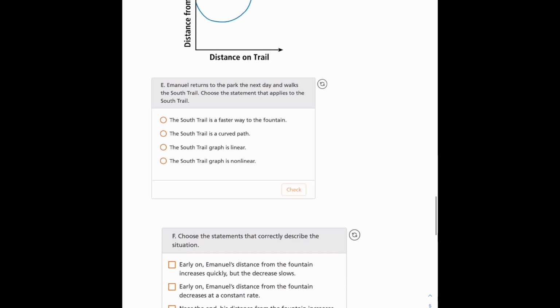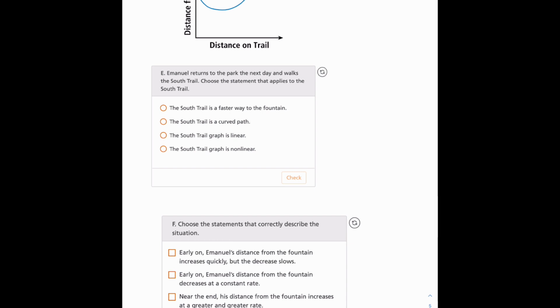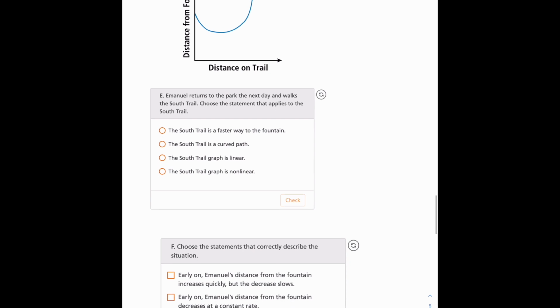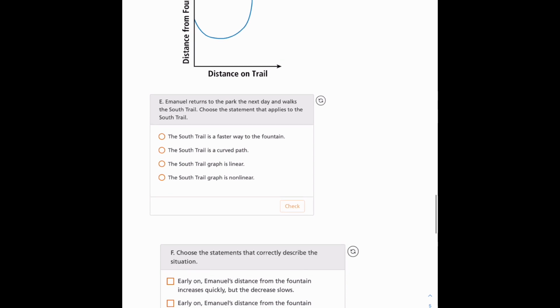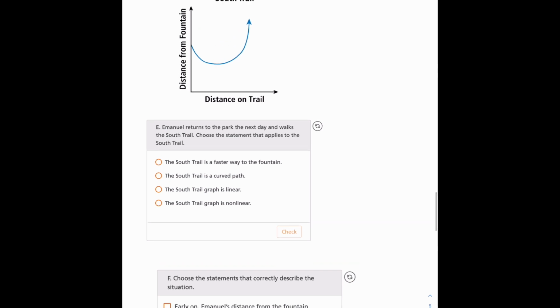So let's take a look at the questions. Emmanuel returns to the park the next day and walks the South Trail. Choose the statement that applies to the South Trail. The South Trail is a faster way to the fountain. I don't know if that's true. We don't know about time. There's nothing on this graph that tells us about time.